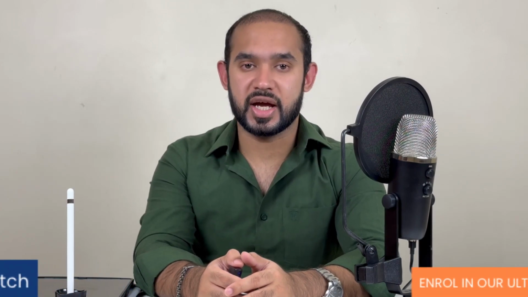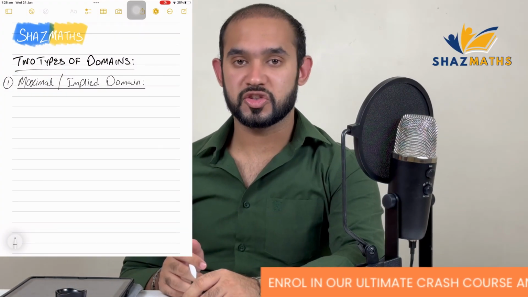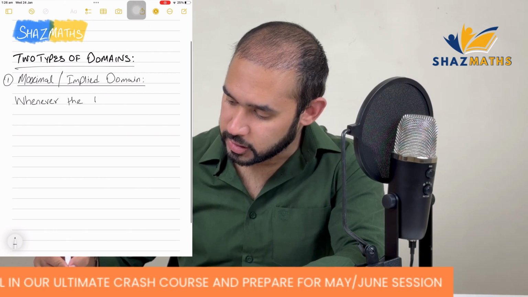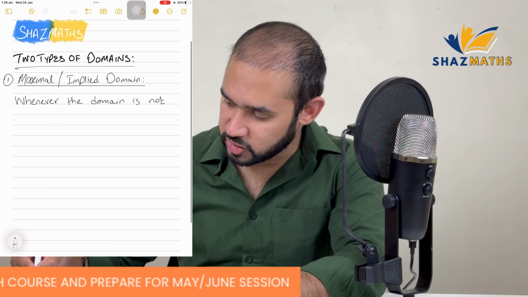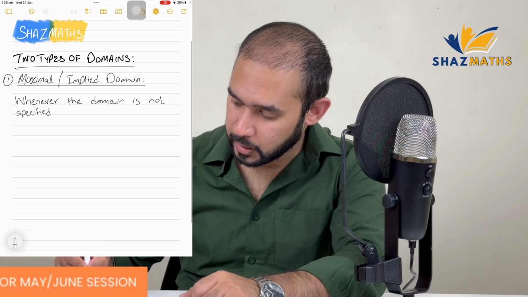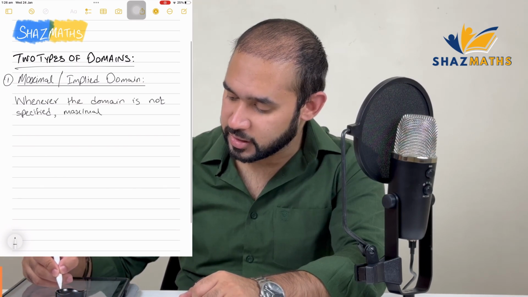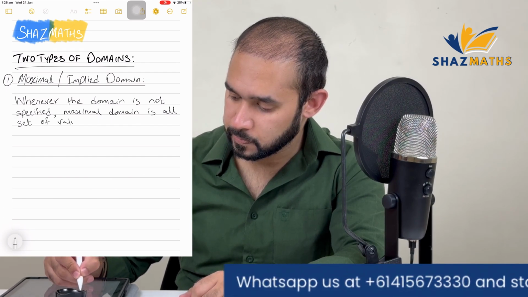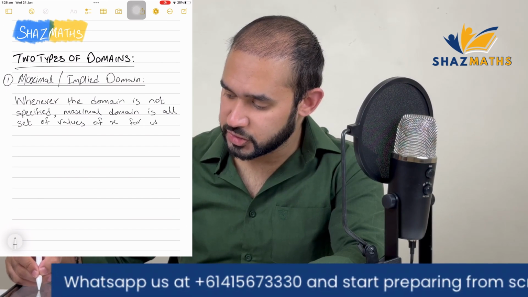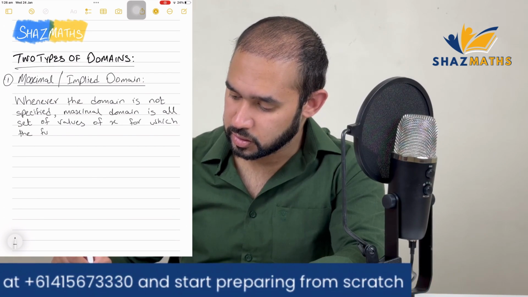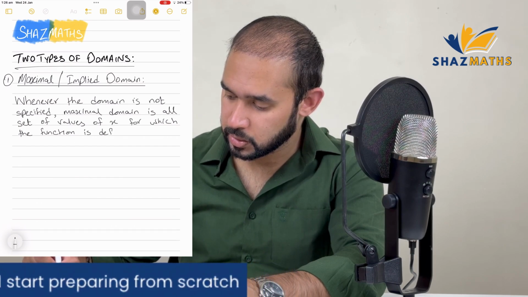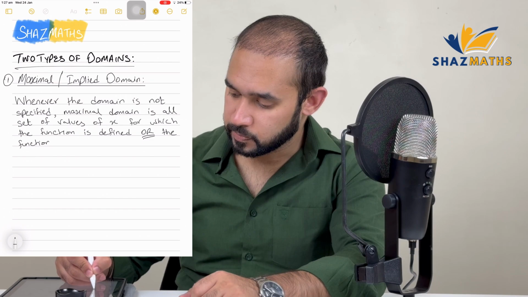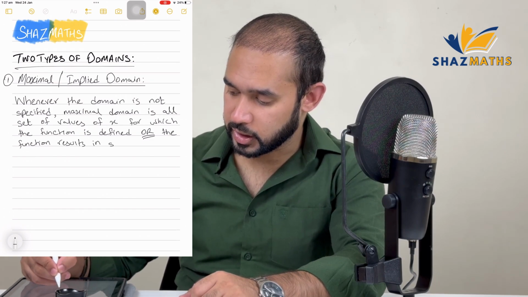Alright? So let's have a look at what exactly is a maximal or implied domain. Whenever the domain is not specified, the maximal or implied domain is all the values of x for which the function is defined, or the function results in some real value.